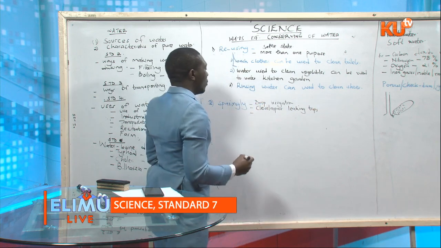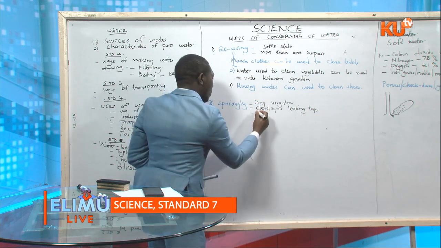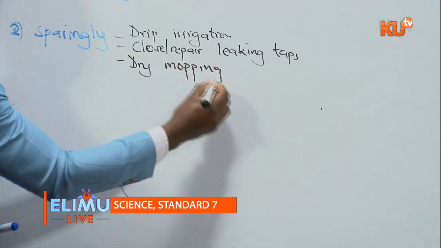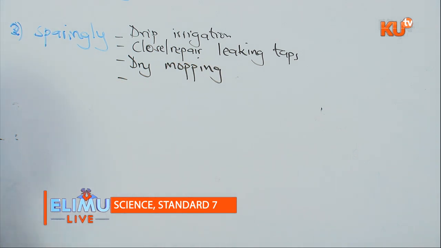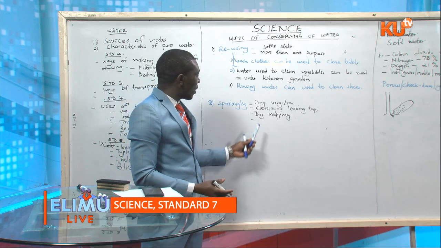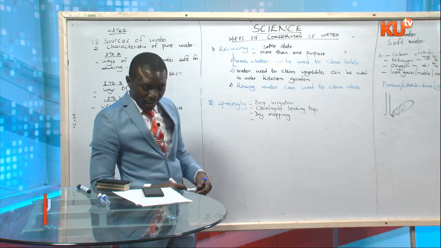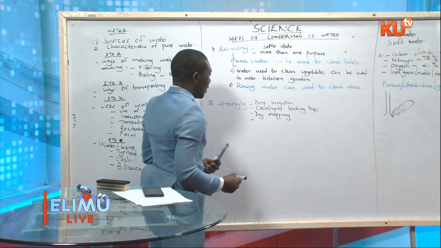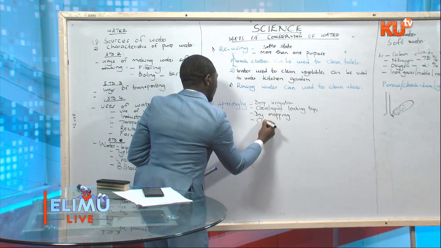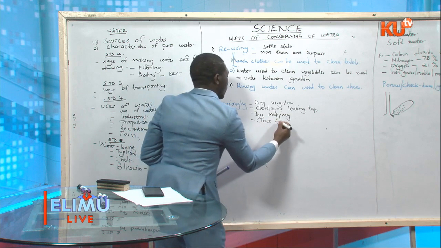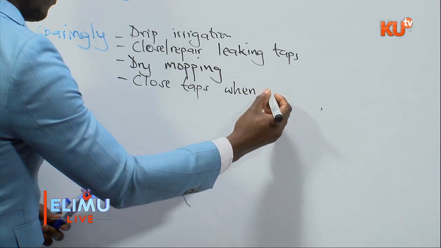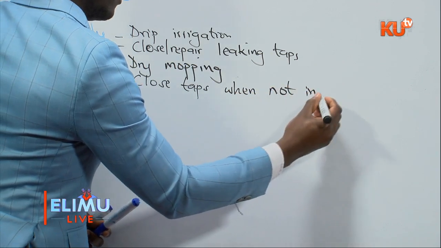Number three, you are supposed to practice what we call dry mopping. When you are mopping, don't pour water on the floor. Just take the cloth or the rag or the duster, immerse it in water, and then use it to clean. So dry mopping is another way of using water sparingly. Another one, you are supposed to close taps when they are not in use.